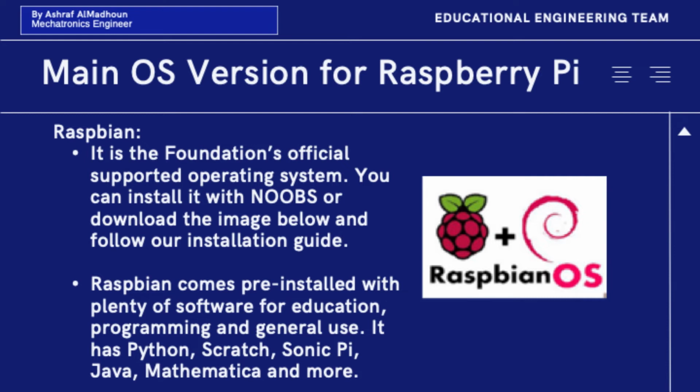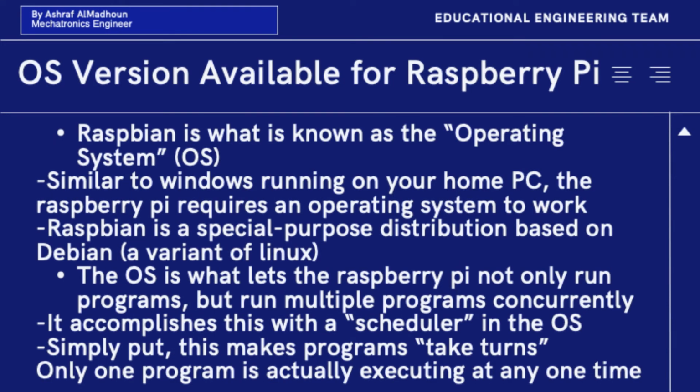So Raspbian comes pre-installed with plenty of software for education, programming, and general use. It has Python, Scratch, Sonic Pi, Java, and Mathematica, and many more. Raspbian is what is known as the operating system. Similar to Windows running on your home PC, the Raspberry Pi requires an operating system to work, and Raspbian is a special purpose distribution based on Debian, a variant of Linux.